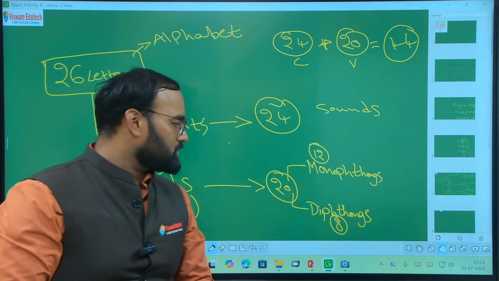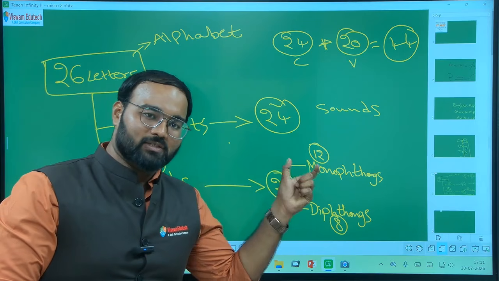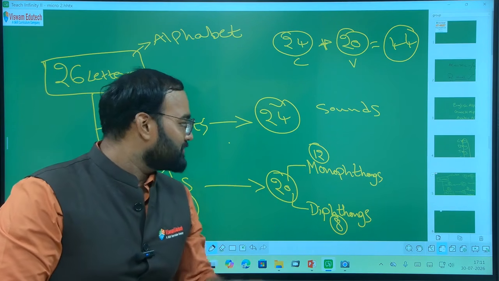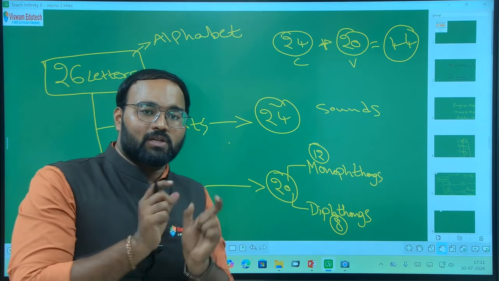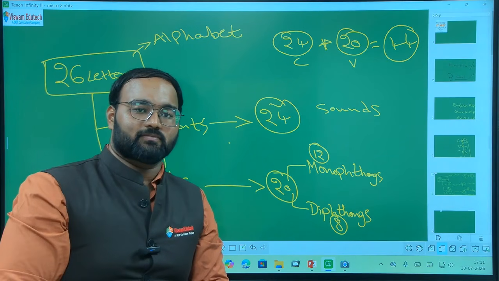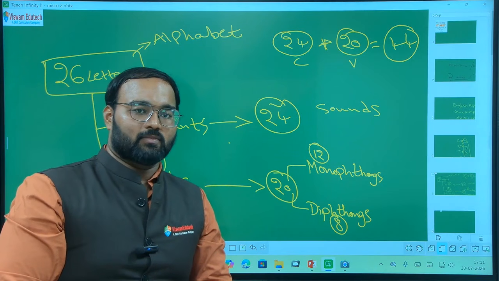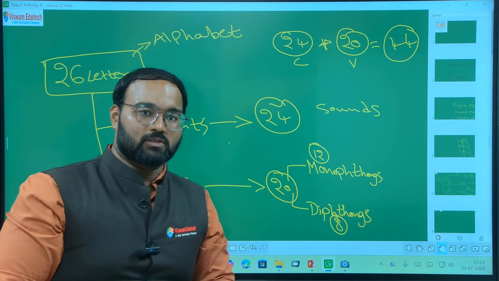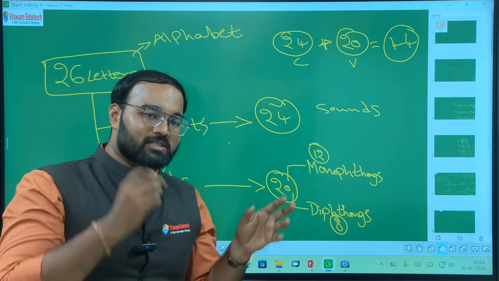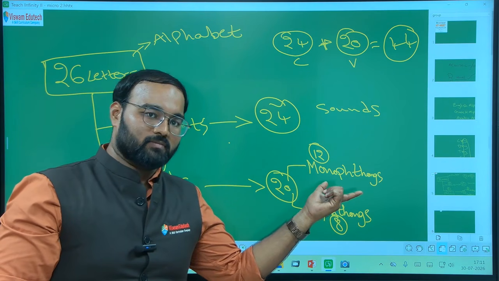So what are monophthongs? If you look at the word monophthongs, mono means, yes, correct, single. A single vowel sound will produce a single phonetical sound. Monophthongs are called pure sounds. They are not mixed sounds. They are single sounds, right? Pure sounds. They are monophthongs.